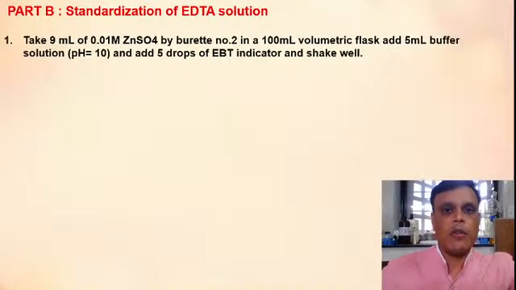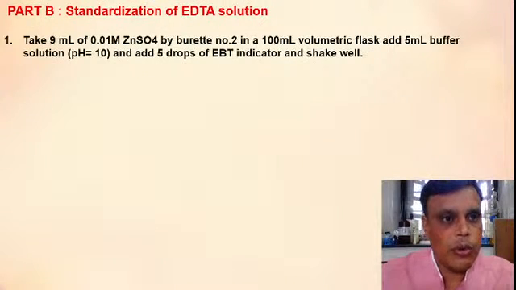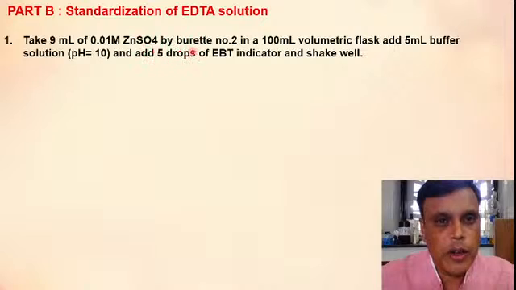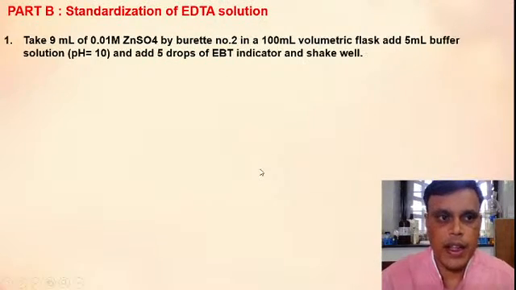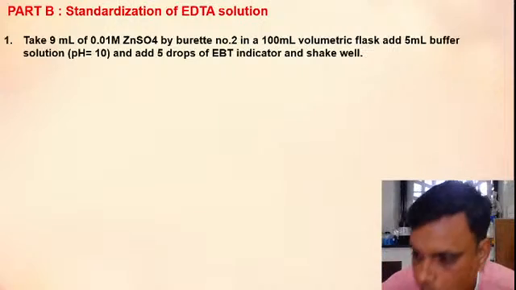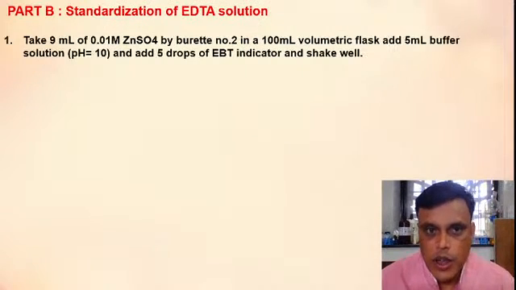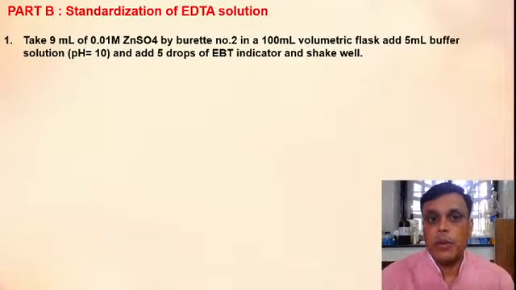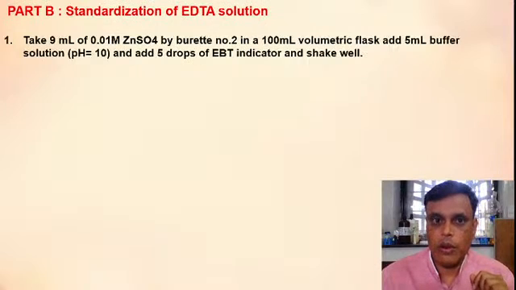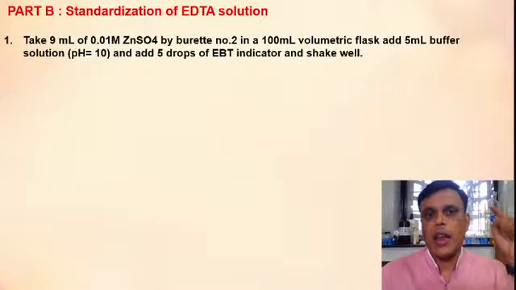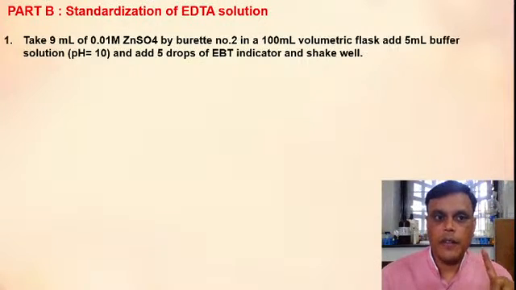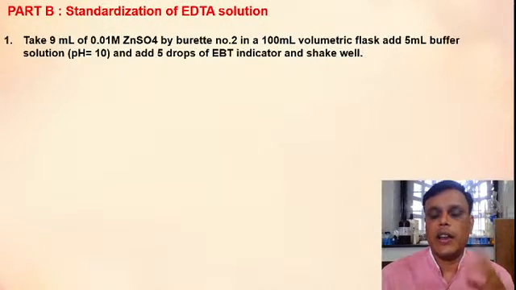Next step is what we have to do. We have to take 9 ml of 0.01 molar zinc sulfate solution by burette number 2. That means first you have to fill the zinc sulfate solution in burette number 2. Fill burette number 2 with zinc sulfate solution, remove the air bubble, adjust zero level, and fill burette number 1 with EDTA solution.